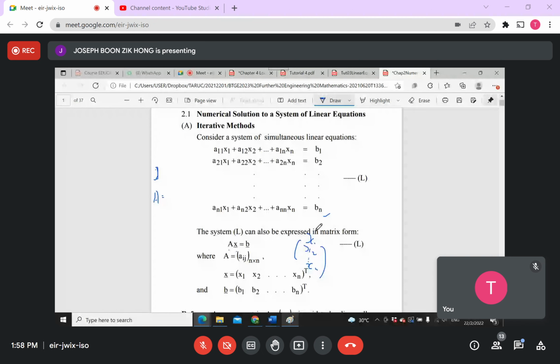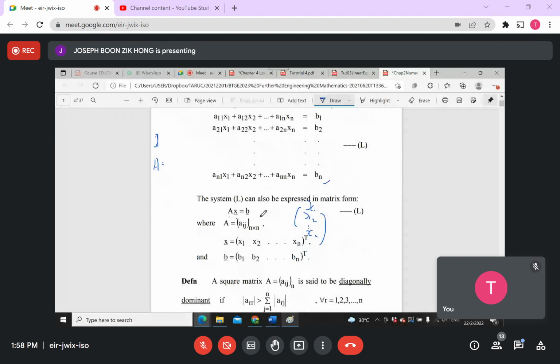So what is your A? Your A will be A11, A12, A1n, A21, A2, so it's a collection of your A. So it's a square matrix, and then equal to your B. Your B is this one. So it will become a system, a matrix in the form of AX equal to B.